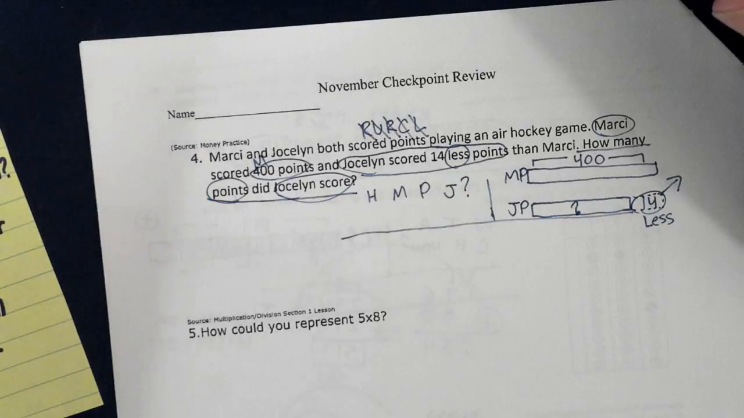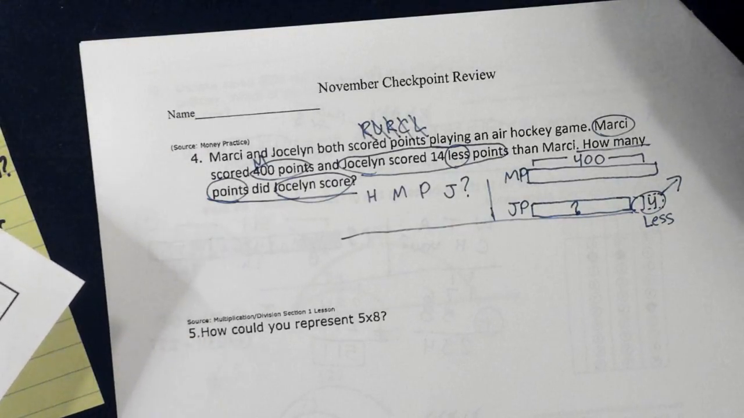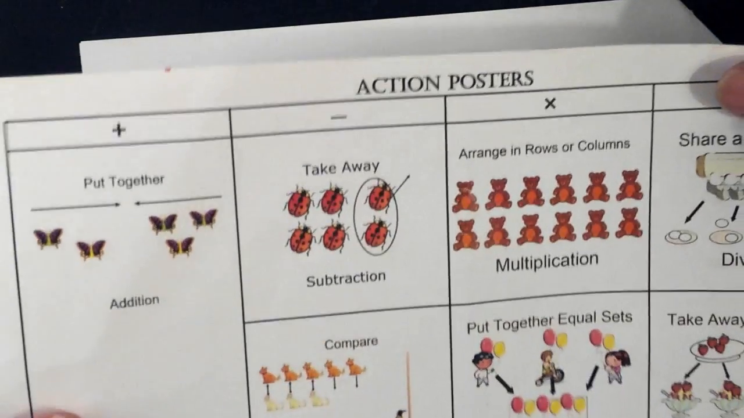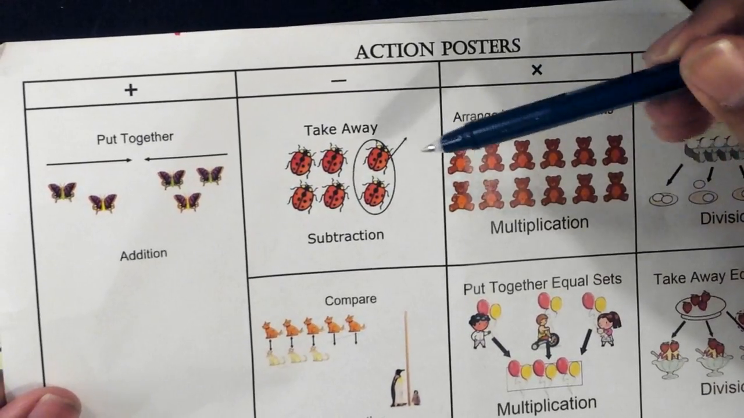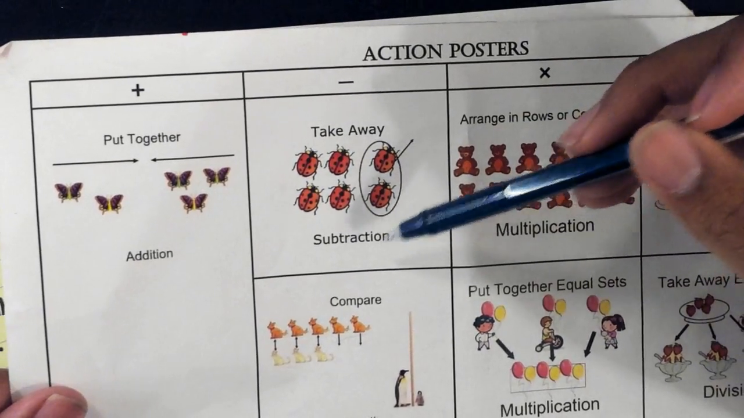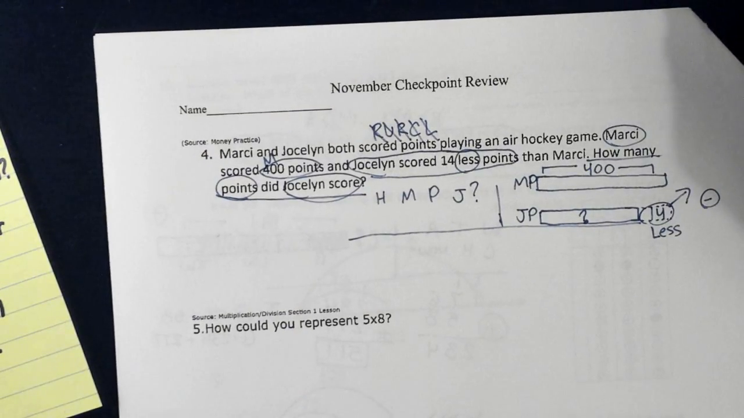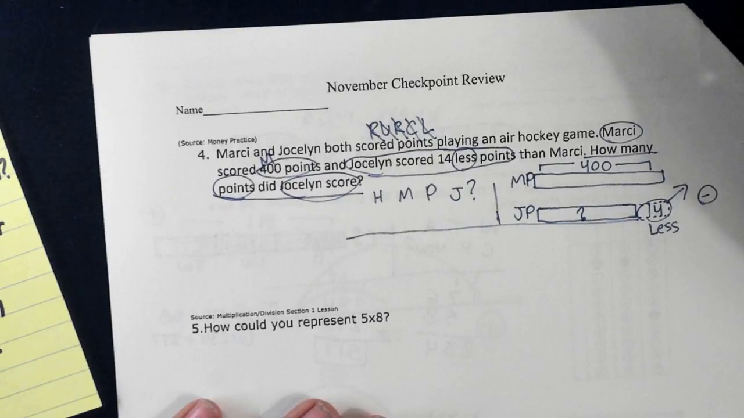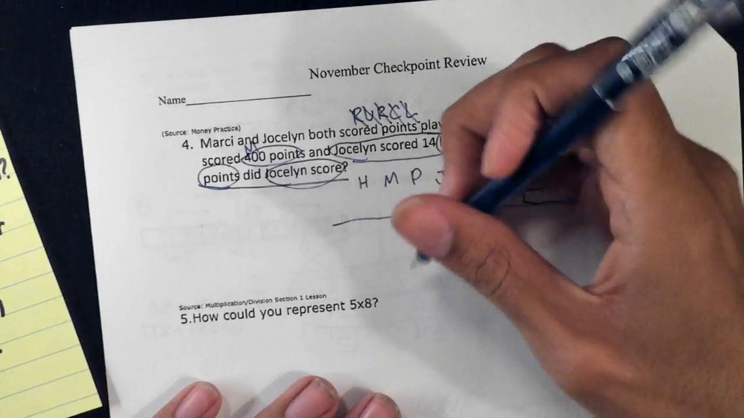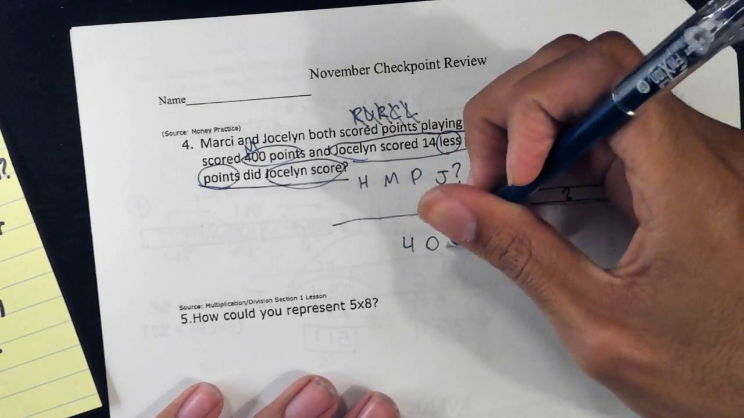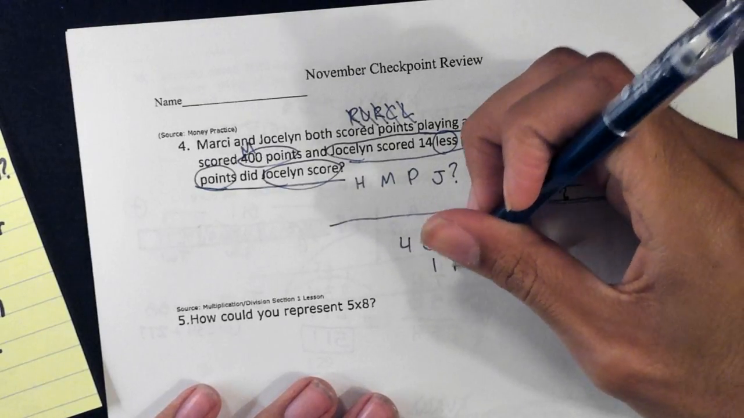So now I just need to look at my action poster to see what action would help me figure out the answer to this problem. So the first one that I see is take away, because it has a circle and it has it being taken away. And the operation for that is subtraction. So I'm going to write my clue off to the side that I need to take away 14 from 400. I'm going to do that in my strategy. I'm going to take away from the large number, which is 400, and I'm going to take away 14.